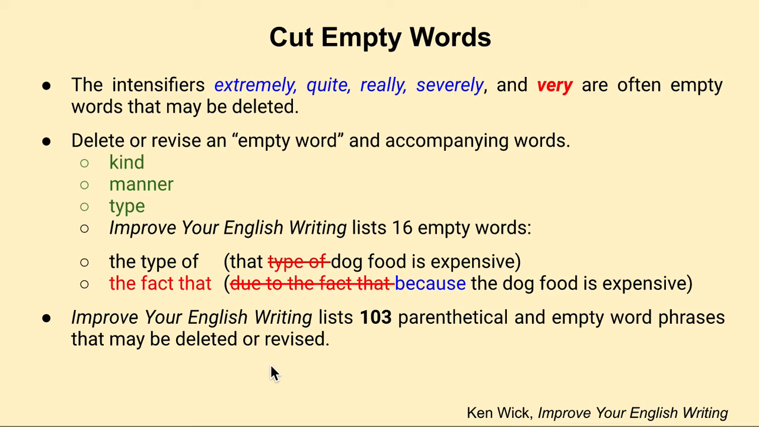The companion volume, Improving English Writing, lists 103 parenthetical and empty word phrases that may be deleted or revised. Just like the shortening words or shortening phrases, 103 are not the end-all or the only parenthetical and empty word expressions that may be deleted in the English language, but they are examples that, when you read them and become familiar with them, will allow you to identify other parenthetical and empty word expressions that may be deleted. So that's it for this video.